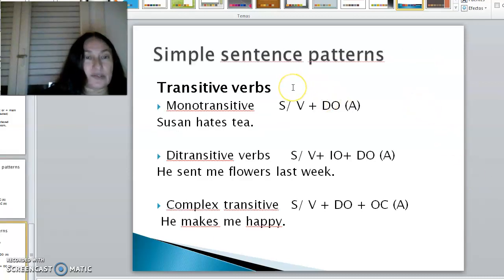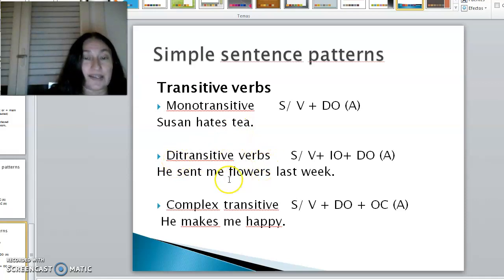Now we move to transitive verbs. But within transitive verbs, we find three sub-classes: monotransitive verbs, ditransitive, and complex transitive verbs. Monotransitive, check your morphology, it means one object. Monotransitive verbs require one object. Susan hates tea. We have a subject, a transitive verb, and a direct object. In this case, there is no optional adverbial.